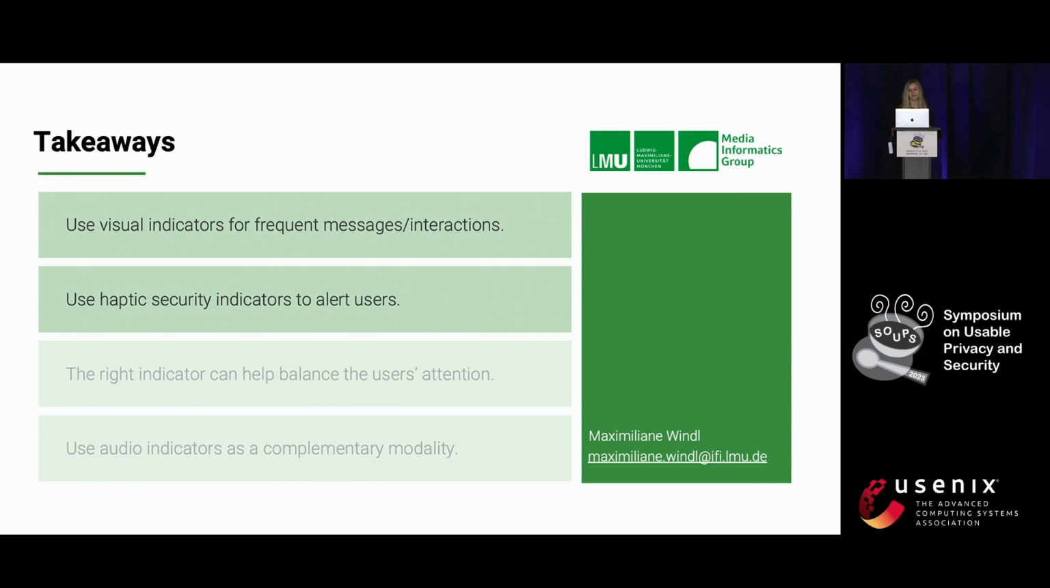Second, the properties of the haptic indicator that led to it not being perceived so well in our study could also be used as an advantage. So for example, to attract the user's attention in case of immediate danger or when action is necessary. The right indicator in the right situation might help to balance the user's attention.